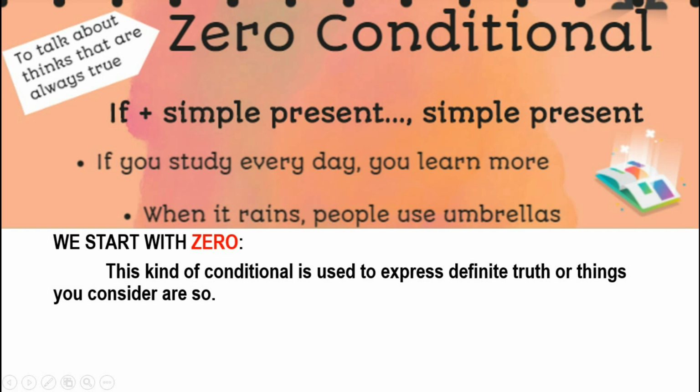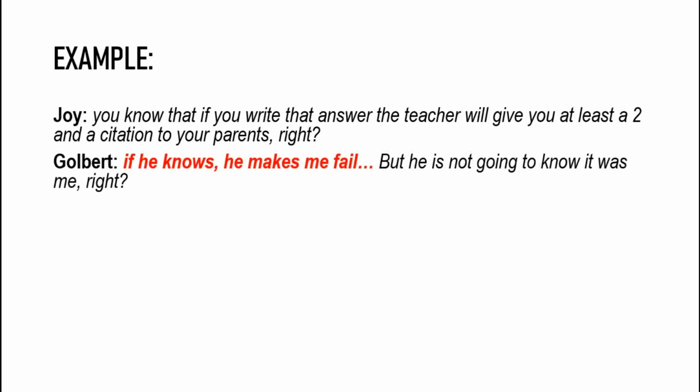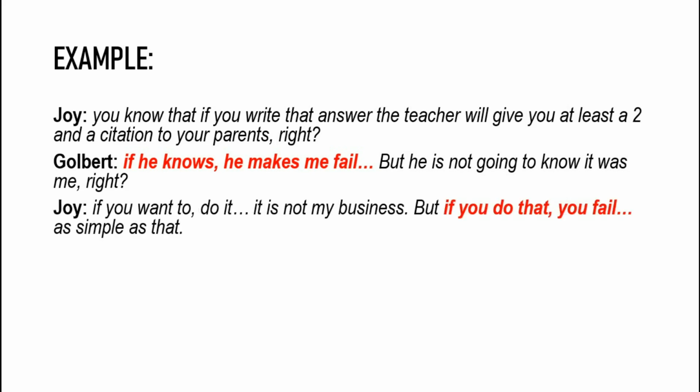Okay, let's see an example. You know that if you write that answer, the teacher will give you at least a 2 and a citation to your parents, right? If he knows, he makes me fail. But he's not going to know it was me, right? If you want to do it, it's not my business. But if you do that, you fail.